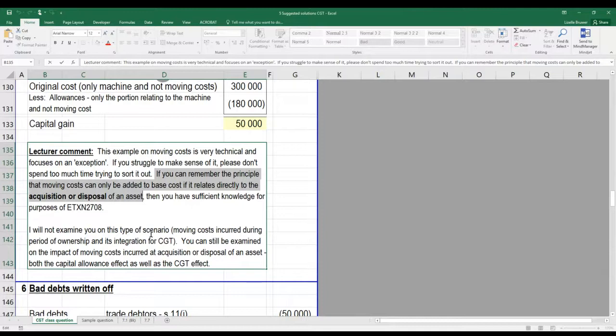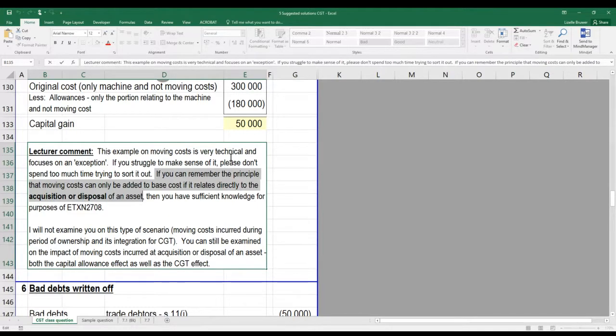Okay, so I am not going to test you on whether you can apportion proceeds between the original asset and the moving costs. I'm not going to do that. You just have to know that when we deal with moving costs in terms of an asset, only moving costs that have been incurred at acquisition or at disposal can be added to base cost. Moving costs for capital allowances are treated differently. Whether you incur it at acquisition or during your period of ownership, your capital allowance section is going to tell you what to do with that.